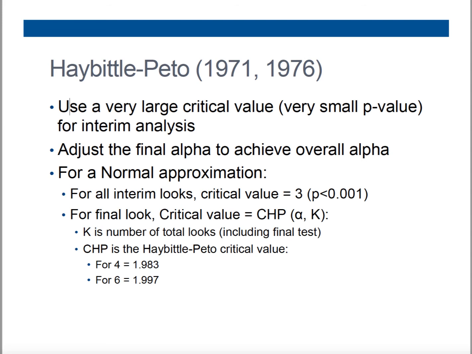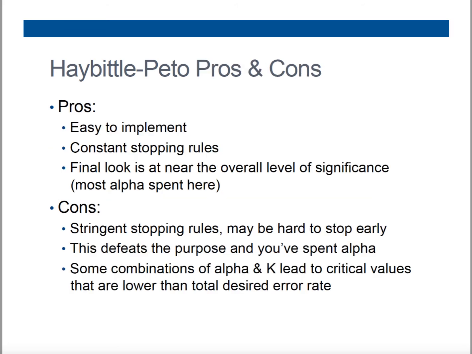This is going to adjust the critical value. So somewhat in the way that Tukey's HSD works, where it adjusts the critical value, not the alpha level, you'll adjust the final alpha to achieve an overall alpha based upon this new critical value for Haybittle-Peto. So instead of a 1.96, for example, you would use a 1.98 or a 1.997 for a critical value here.